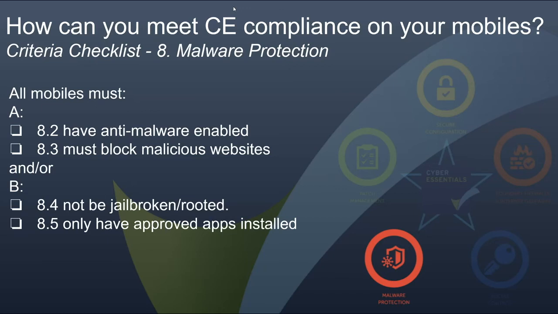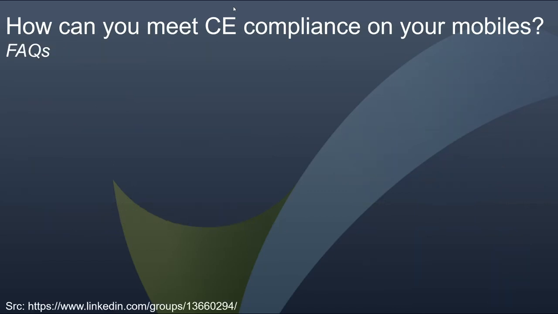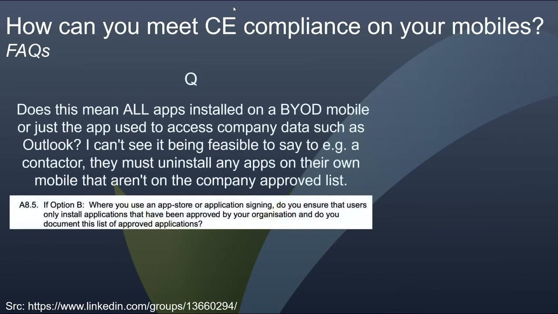This particular, just to hone in on section 8.5 there, around you must have an approved list of apps that you maintain and enforce within your organization. The wording of this particular section can be quite confusing. In fact, we get asked about this particular one quite a lot. So you see there with the white background, we've got answer 8.5. If you've chosen option B there, where you use an app store or application signing, do you ensure that users only install applications that have been approved by your organization? And do you document this list of approved applications?